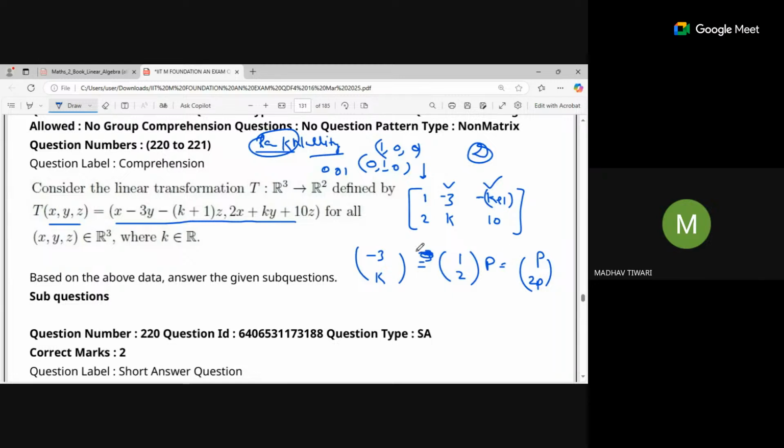Sir, then why are we going with 1 and 2, sir? Shouldn't it be k plus 1 and 10?